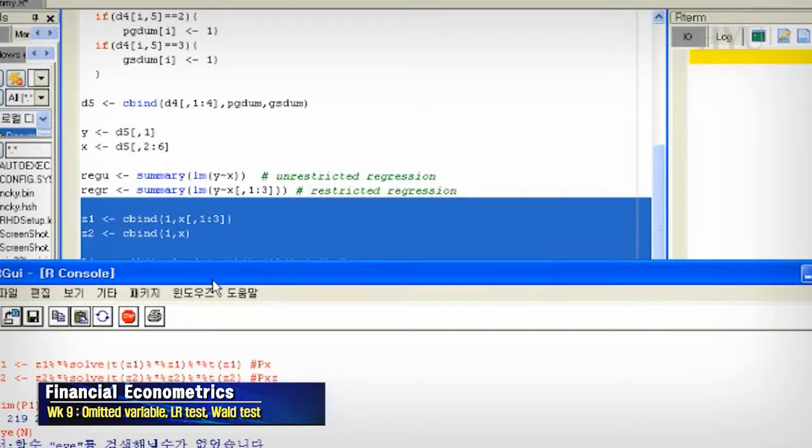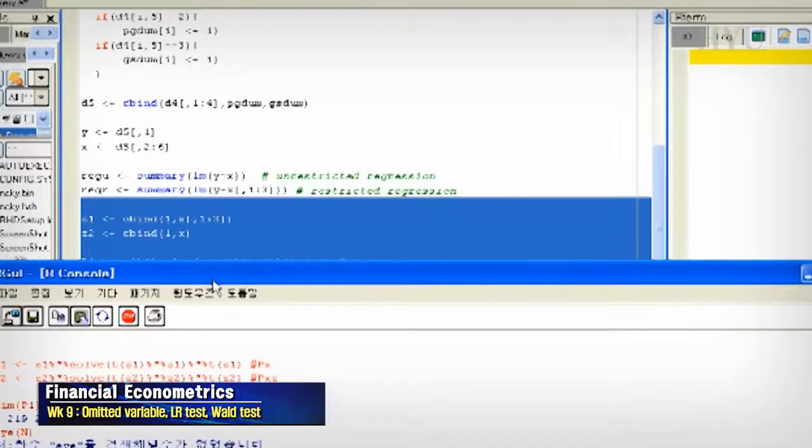How can I get identity matrix? Oh, it's a DIH. This one? H. DIH. Oh, okay.